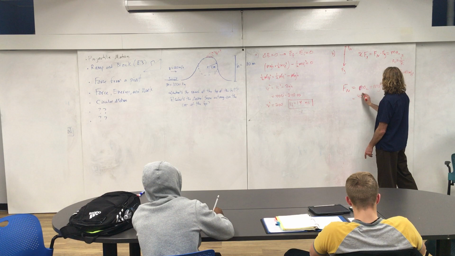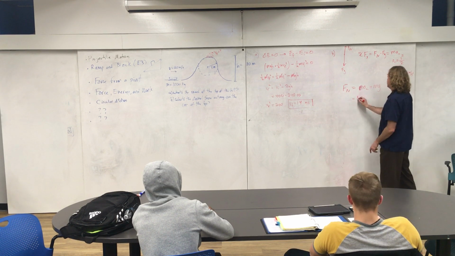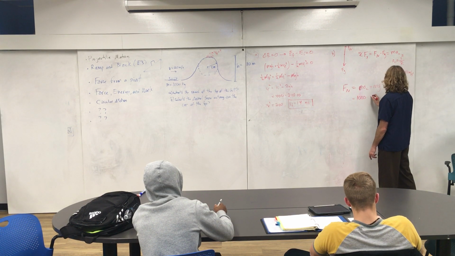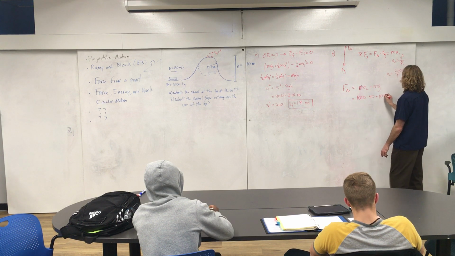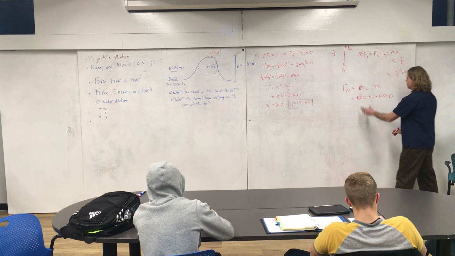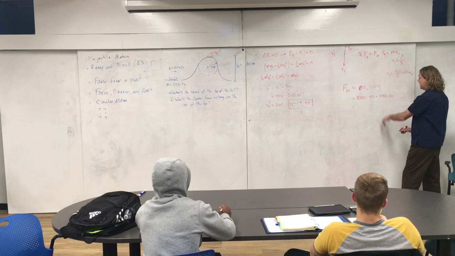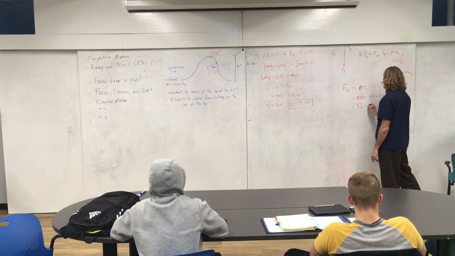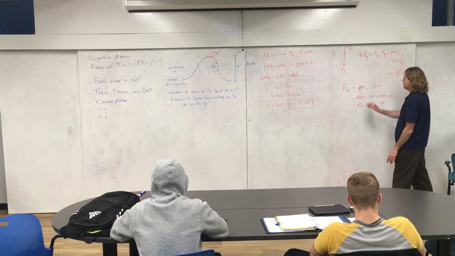40. Sorry, the mass is 1,000. So 1,000 times 40 plus 1,000 times g, and g is like 10. So 40,000 plus 10,000 is 50,000. That's Newtons.